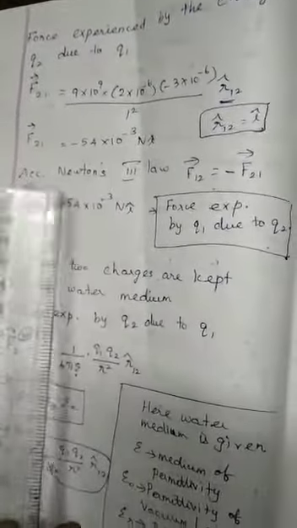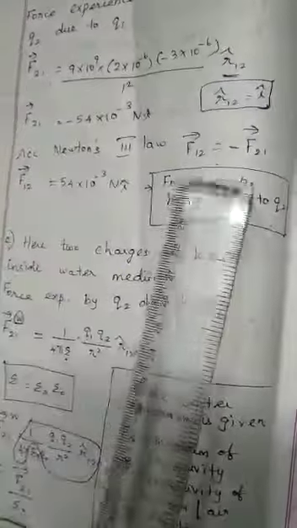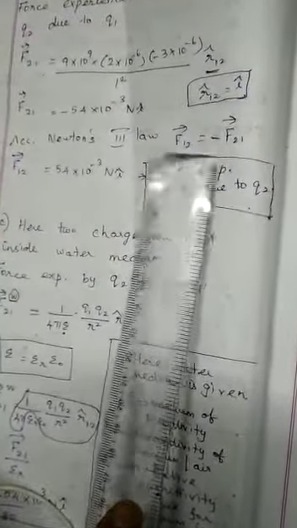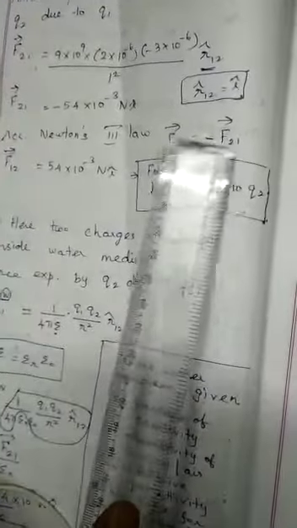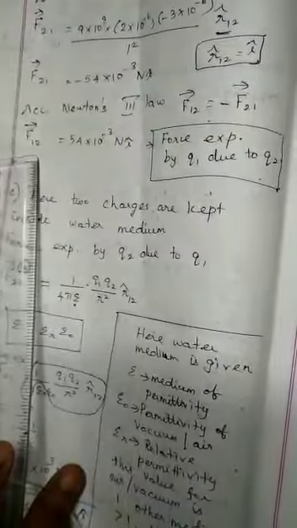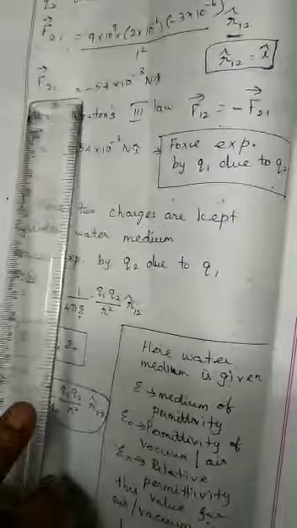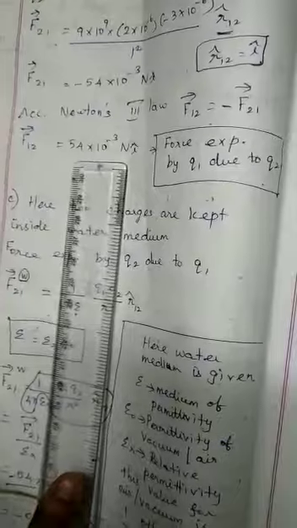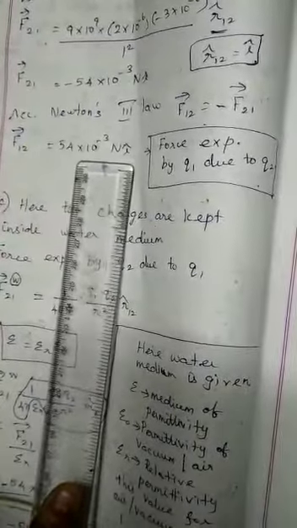And according to Newton's third law, similarly we substitute F12 vector equal to minus F21 vector. So the force experienced by Q1 due to Q2, that is the F12 vector, is the negative of this F21, that is plus 54 into 10 power minus 3 Newton i cap.